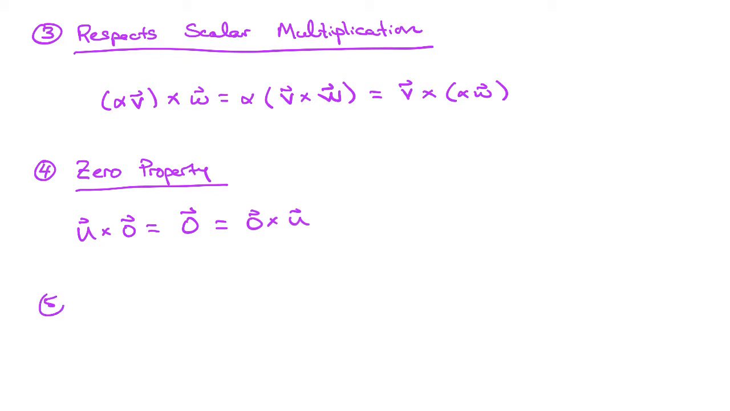For our fifth property, this one is more of an identity property: if we did the cross product of a vector with itself, then this is always going to return us the 0 vector.